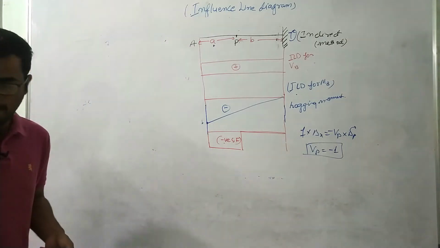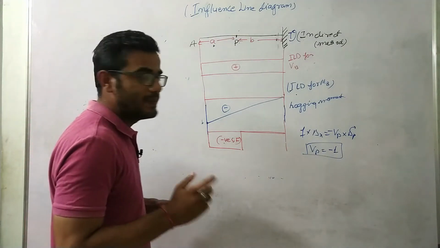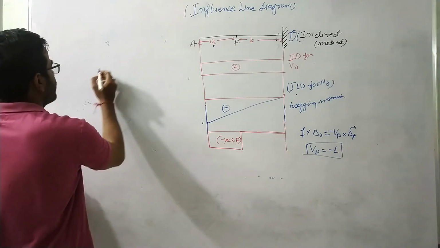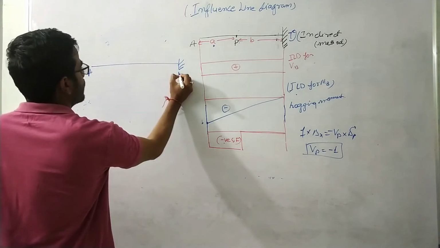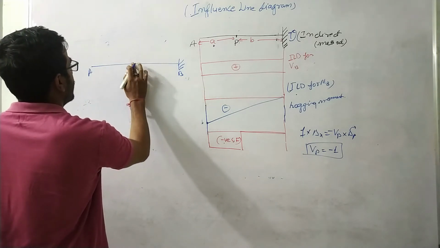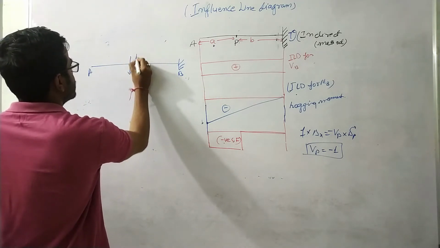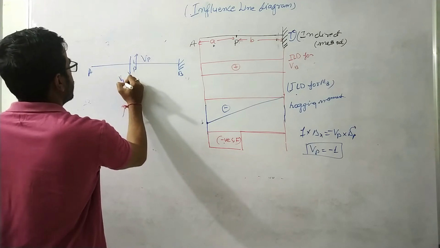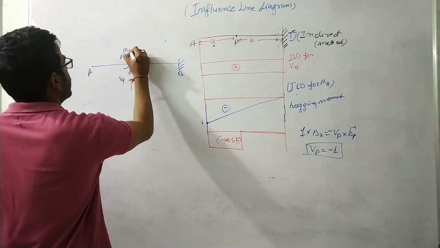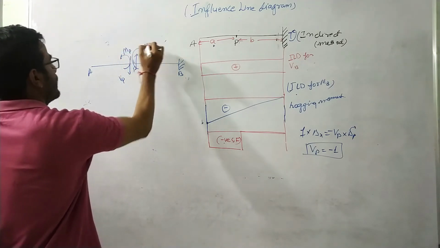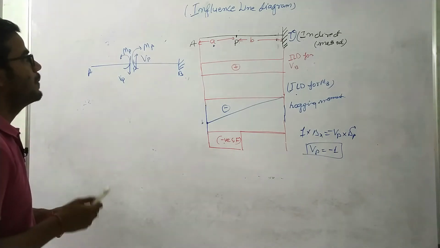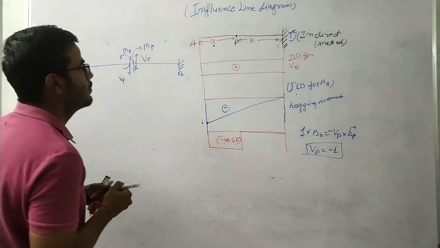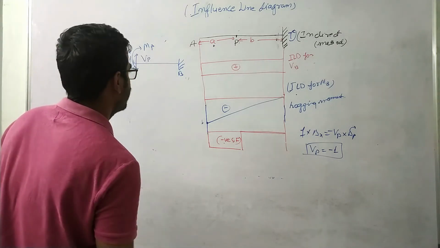Now we'll see what the ILD for moment at point P will be. For moment at point P, this is the actual beam over here, point P. At point P, this is shear force Vp, this is moment MP, and here the moment MP. So we need to find the ILD for the moment at point P. For that we need to release the moment at point P.